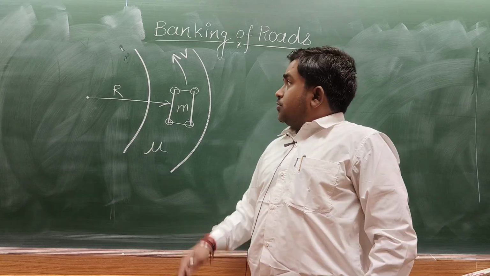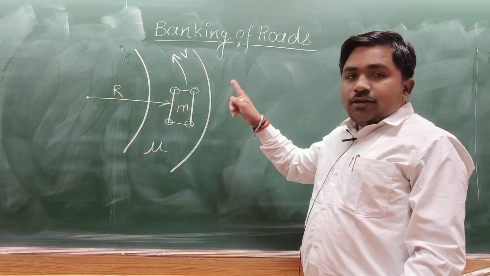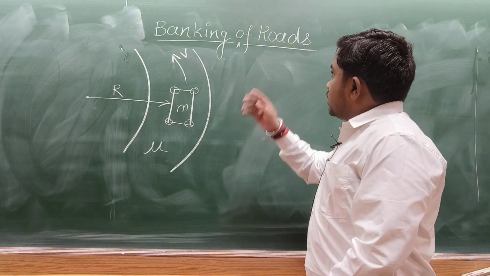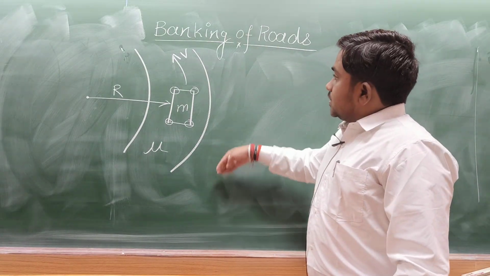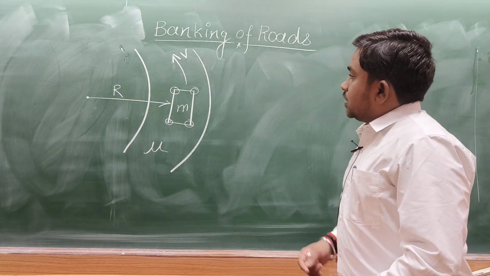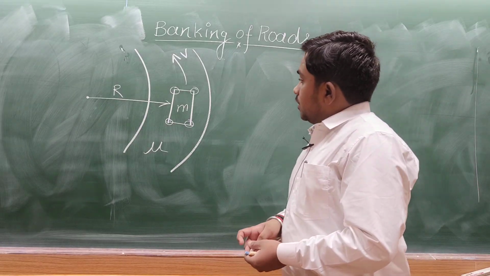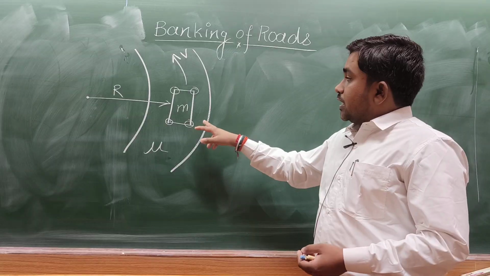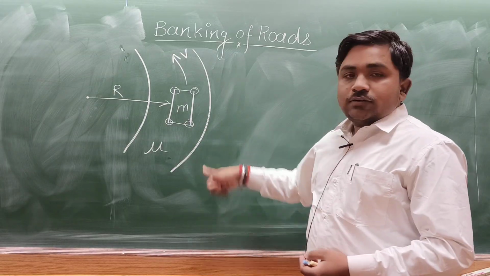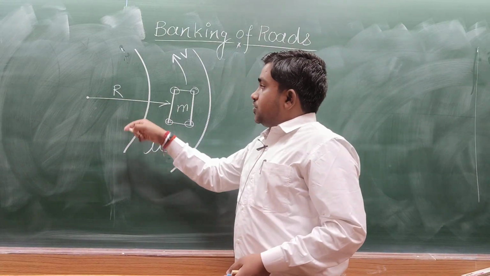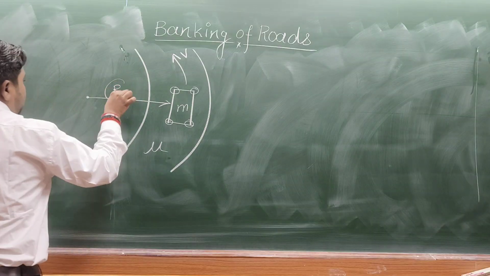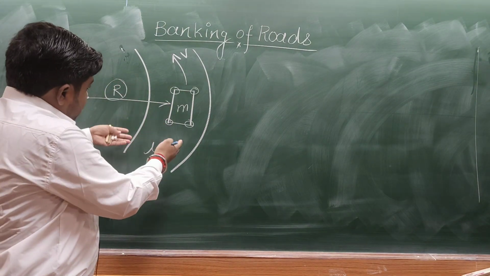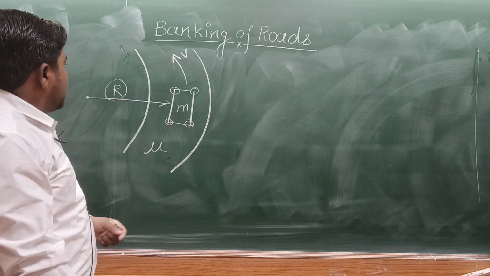Hello everyone. So today we are going to discuss banking of roads from the chapter circular motion. So before actually moving to the topic banking, let us discuss this situation which is presented over here. So here we are given a horizontal rough circular track on which a car of mass m is moving with a constant velocity v. The radius of this track is given as r, and this view which is presented to us is the top view of the situation.